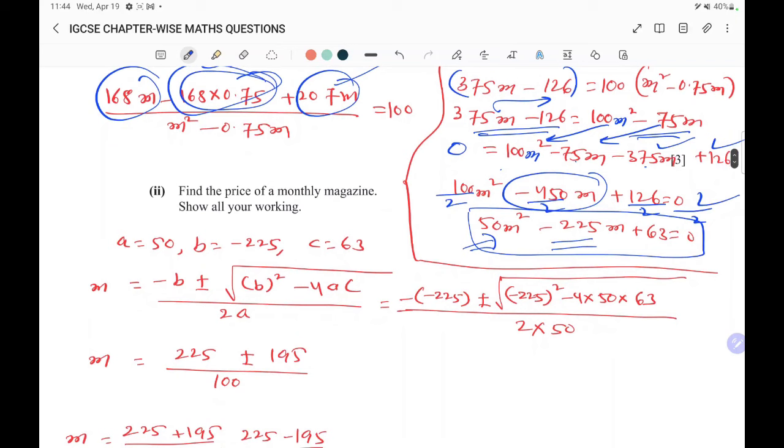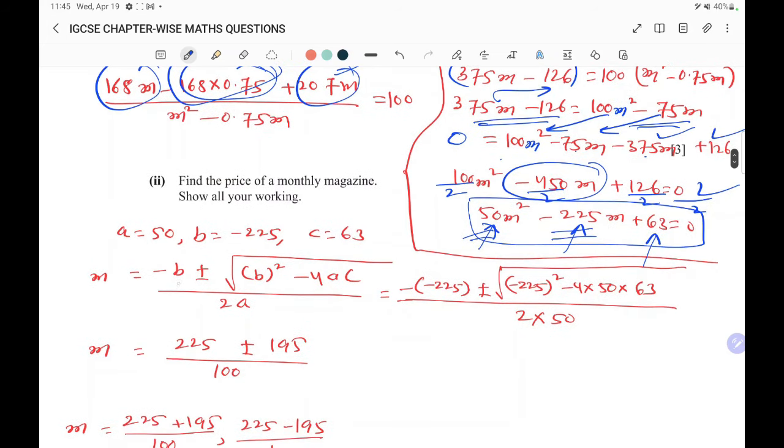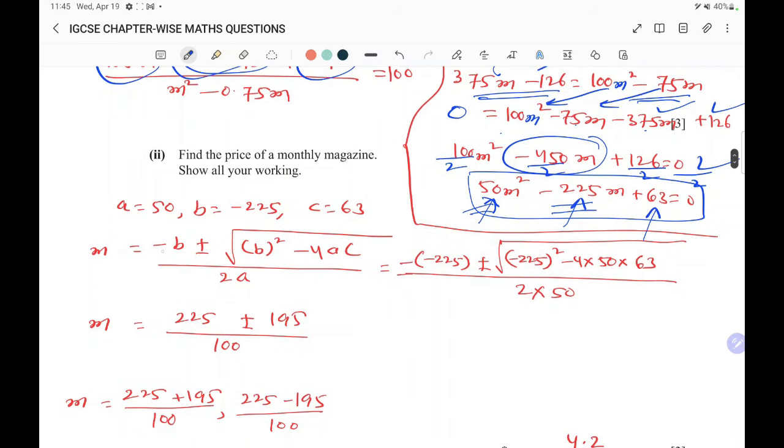So this time nothing is written, so it is best to use the quadratic formula, where we need to find A, B, C. So A is 50, B is minus 225, and C is 63. So use this result: minus B plus minus root B square minus 4AC over 2A. Minus, and B is 225.